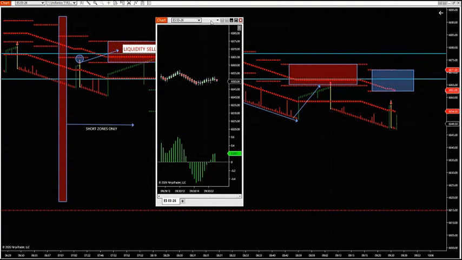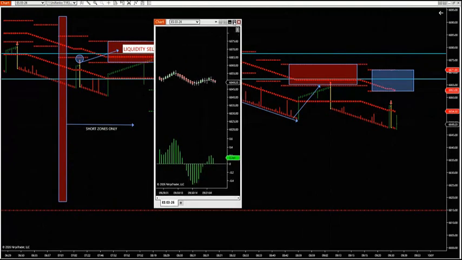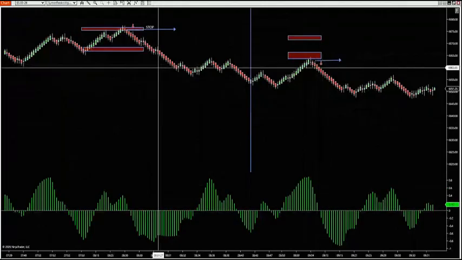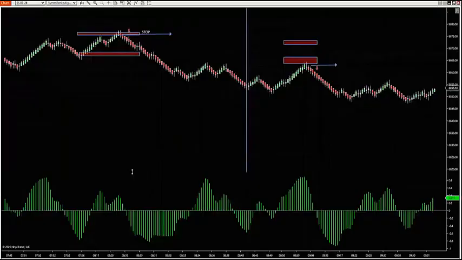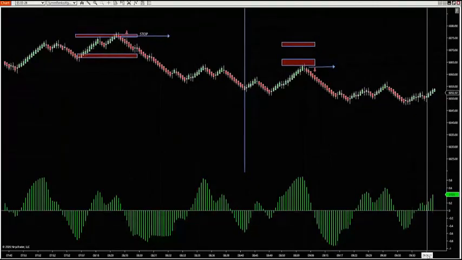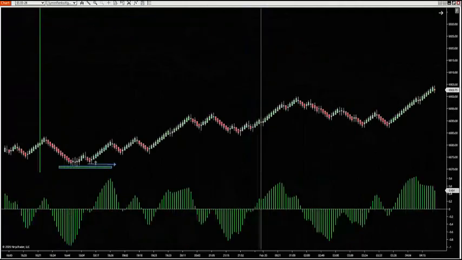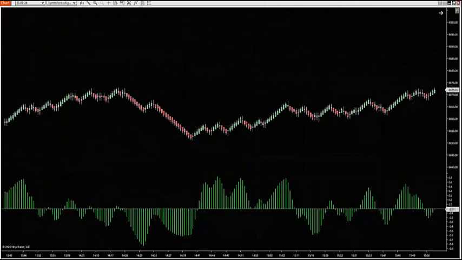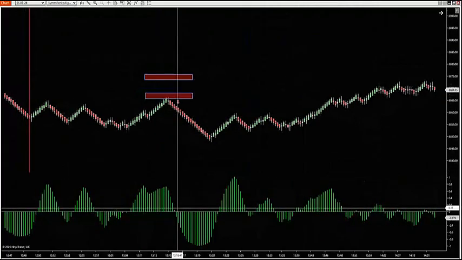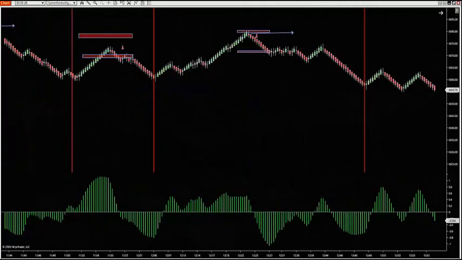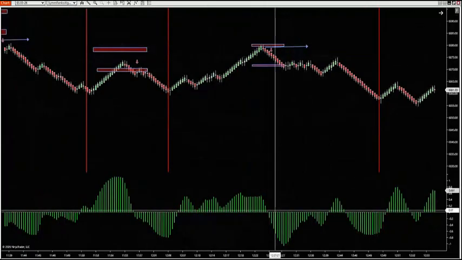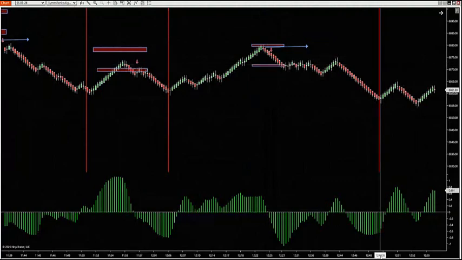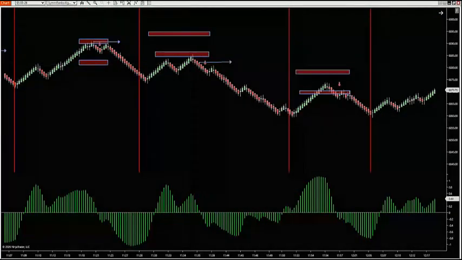You can wait till it gets inside of the zone and then look for what? You can look for distribution after you get inside the zone. All right? You can look for accumulation at the zone. You can look for distribution inside the zone. Distribution down here inside the zone. Distribution selling inside the zone. Distribution inside the zone or at the zone.